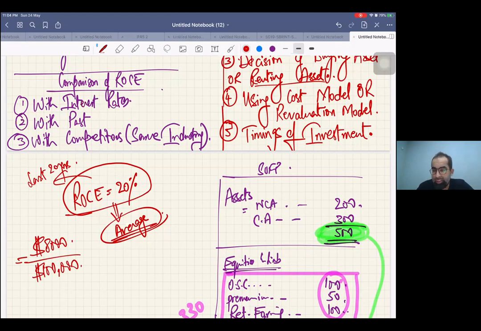Let's calculate the percentage. So rent is 8% of the market value. Rent is 8%. And what is your ROCE? Your ROCE is 20%. So I immediately ordered that broker to get that factory on rent. Why? Wait.